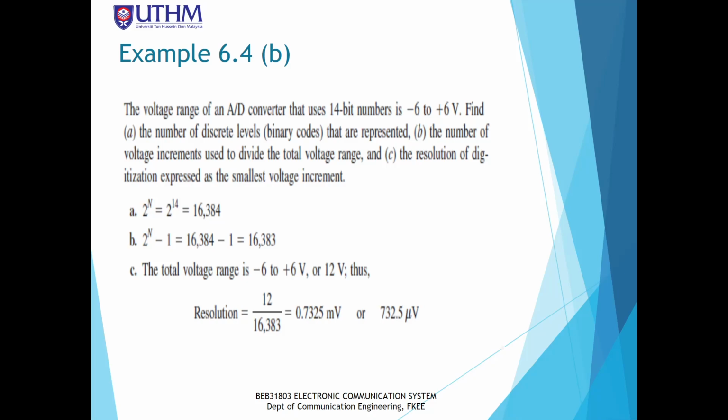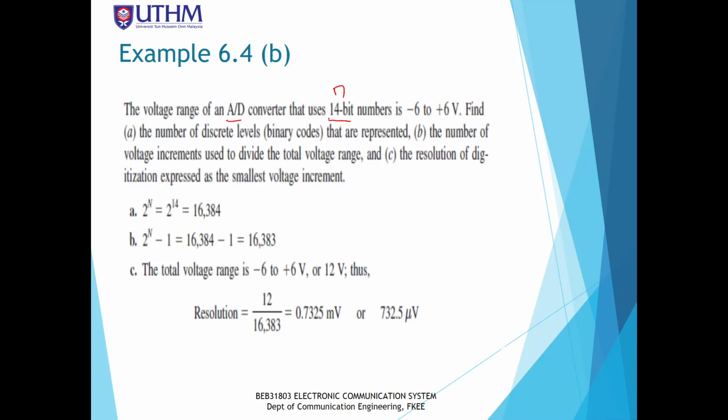The voltage range of AD. AD here is the ADC, analog to digital converter, that uses 14 bits. You see that the number of bits is 14. N is equal to 14.